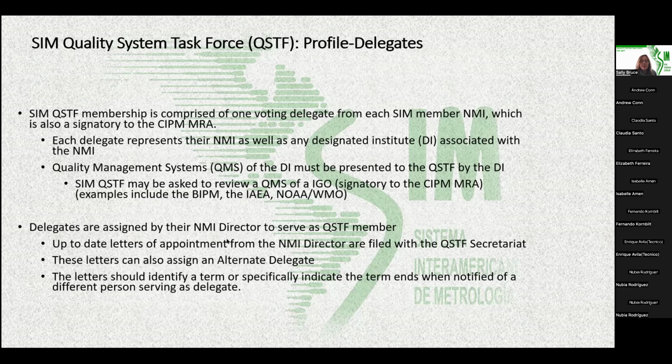The delegates are assigned by their NMI director to serve as a QSTF member. Up-to-date letters of appointment from the NMI directors are filed with the QSTF Secretariat. These letters can also assign an alternate delegate, and we strongly encourage you all to have an alternate, those of you that are delegates. Letters should identify a term or specifically indicate when the term ends, for example, when notified of a different person serving as delegate.